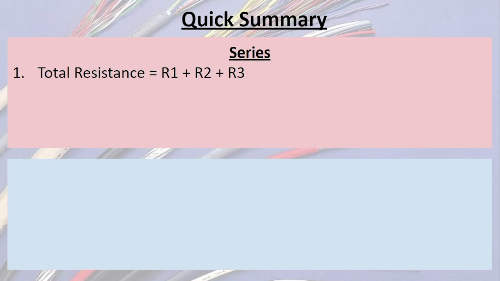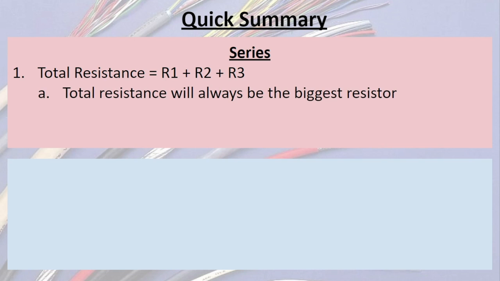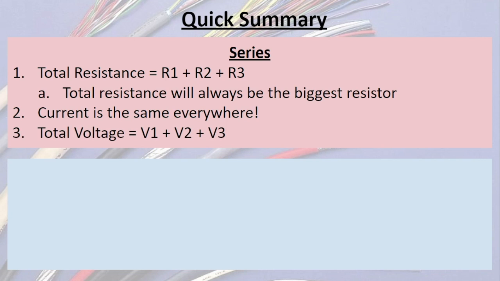All right, let's quickly summarize what we talked about. So in terms of series circuits, important things to know is that the total resistance can be found by just adding up the resistance of all of our resistors. And the total resistance for series will always be the biggest resistor. Current is going to be the same everywhere in that circuit. And the total voltage is going to equal the voltage of each of those resistors added up.